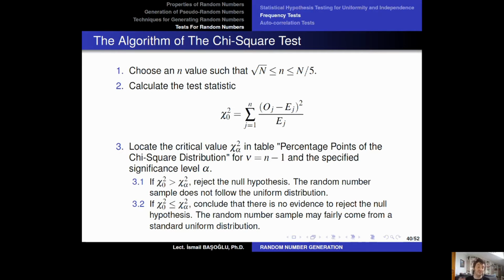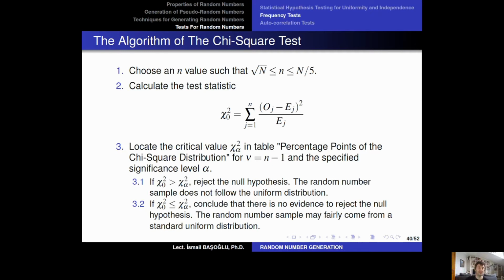There is a significant difference in some of the subintervals. Therefore, you say that the sample does not imitate the uniformity property, and you are basically statistically proving that the sample is non-uniform. However, if the test statistic is less than or equal to the critical value of this chi-square distribution with degrees of freedom n minus 1, in that case, you say that there is not enough evidence to reject the null hypothesis. There is not enough evidence to reject the fact that it is uniformly distributed. This means it is possible that the random number sample may fairly come from a standard uniform distribution as well.